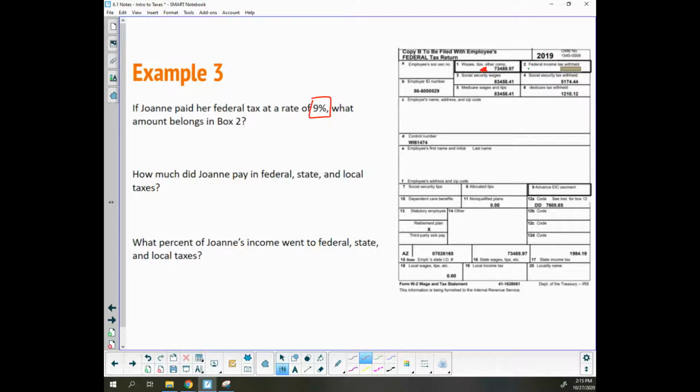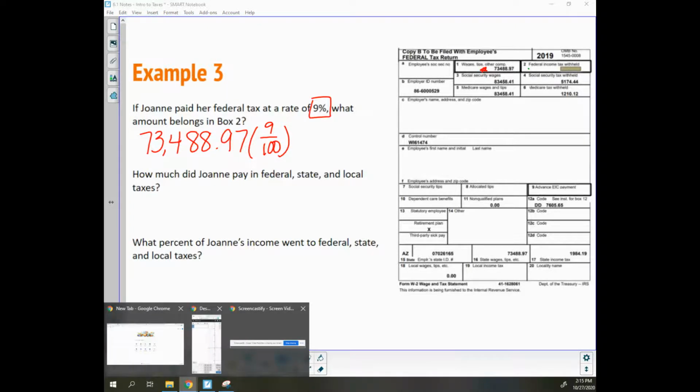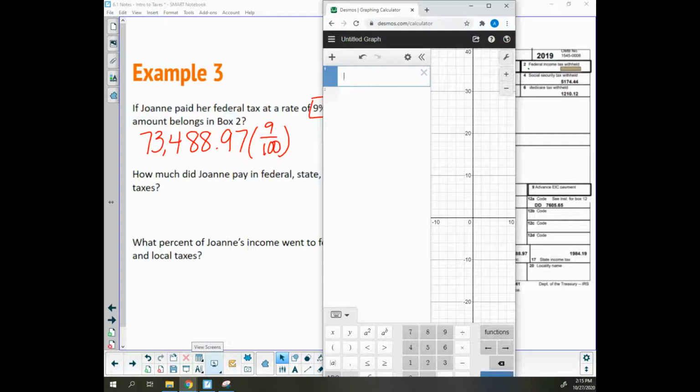So we're going to go with that amount in box 1, 73,488.97, and we're going to multiply that by the 9% tax rate. And so we'll go ahead and go over to Desmos for that. And then you can do the 0.09 or 9 out of 100. I don't care which way you go. Hang on just a second.